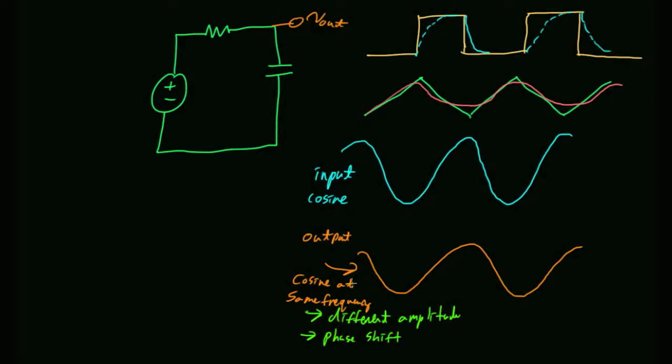Okay? So because of that, we're going to spend a lot of time worrying about what happens to cosines as they go through circuits. Because if you can understand how cosines go through a circuit, then you can start to talk about filters, high-pass filters, low-pass filters, because you can think of the different frequencies in your system, and each frequency is basically just a cosine. Okay, so far so good? So we're going to develop the math to deal with this.